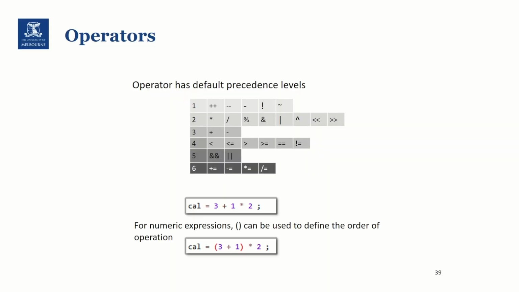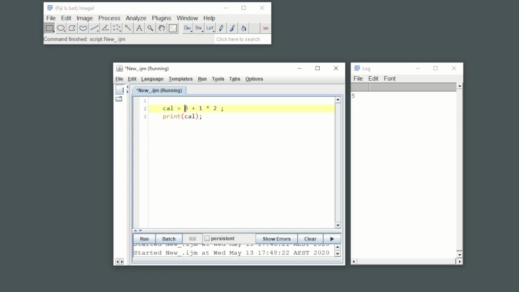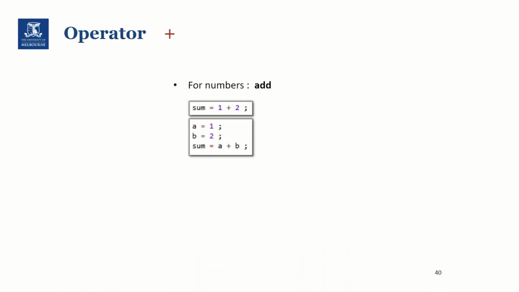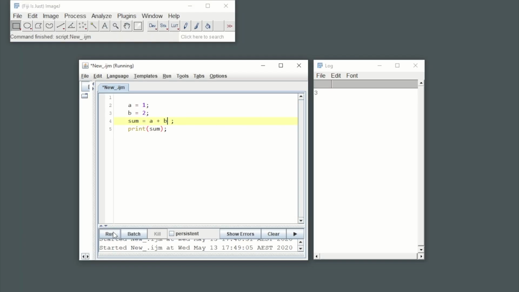For the numeric calculation, we can use bracket to define the order of operation. So if we put the bracket here, the value for cal will be now 8. And yes, we can check using the print function. So this operator plus will add values for numbers or even variable if the variables are assigned with numbers. We can check the value with the print function as well.